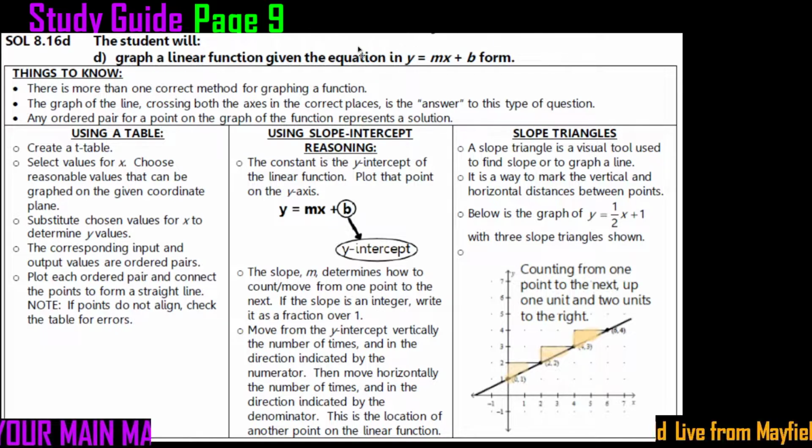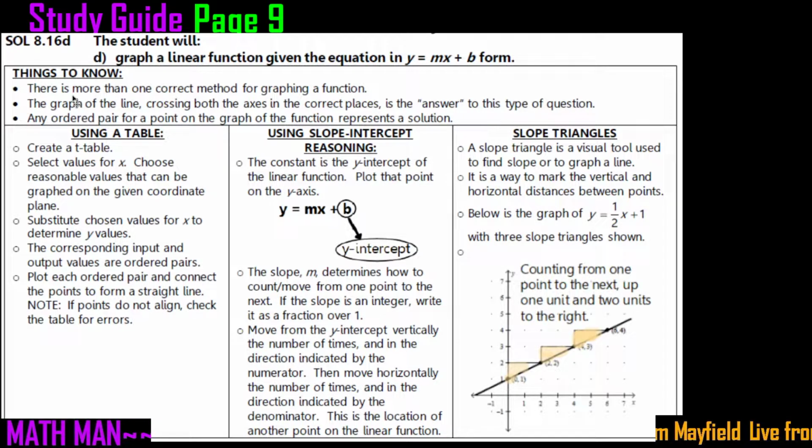In this video, we're picking up where we left off, working on that study guide on page 9 now, and you're trying to graph a linear function when given an equation in that slope-intercept form, which is that y equals mx plus b. So a couple things to know with this.